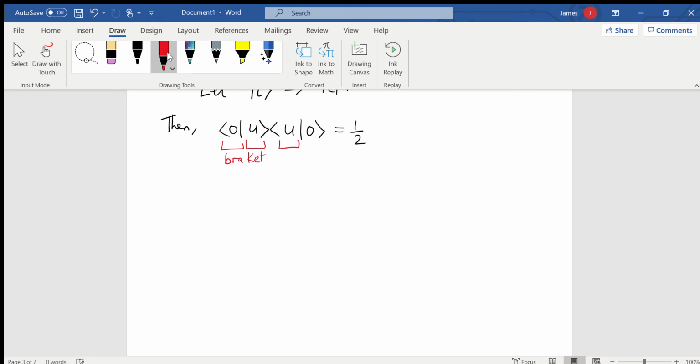Again, this thing is a bra. This thing is a ket. So we have two brackets. We multiply them together. That's a product of brackets. Okay, so this product is a half. This product, out, down, down, out, is also a half. And what I mean by a half here, whenever you take the product of a bracket, this is a probability.